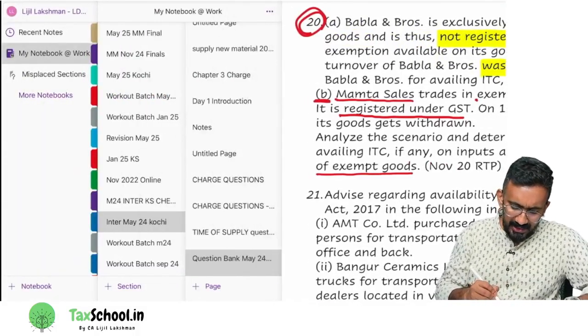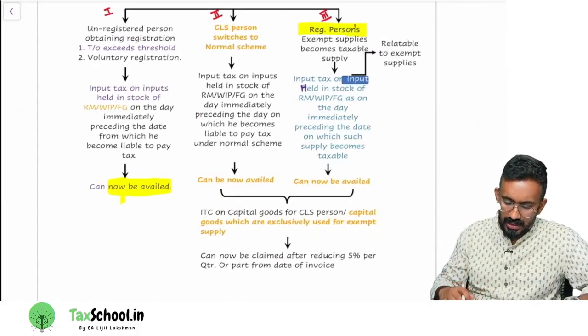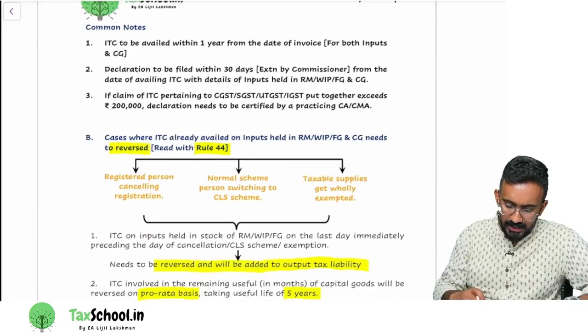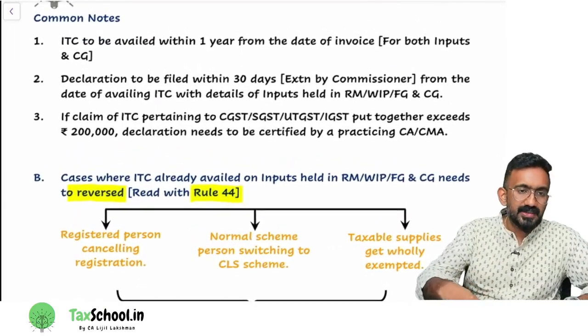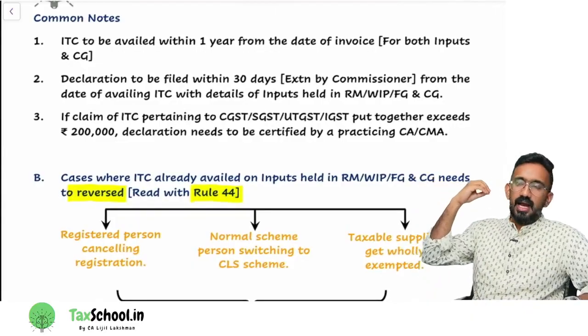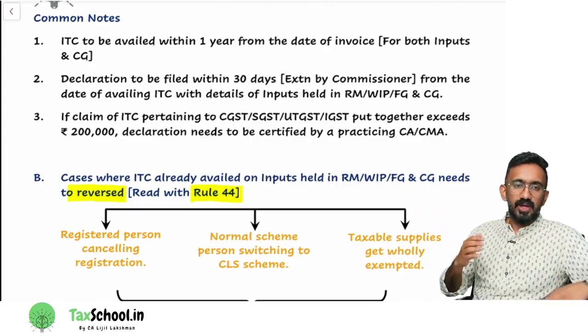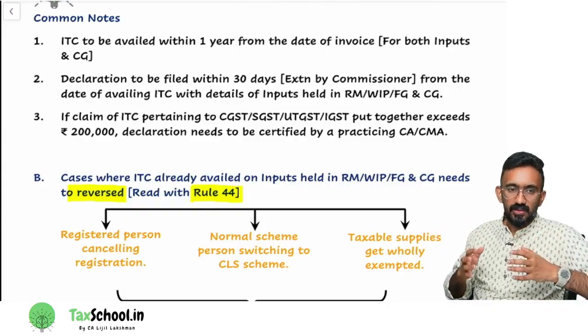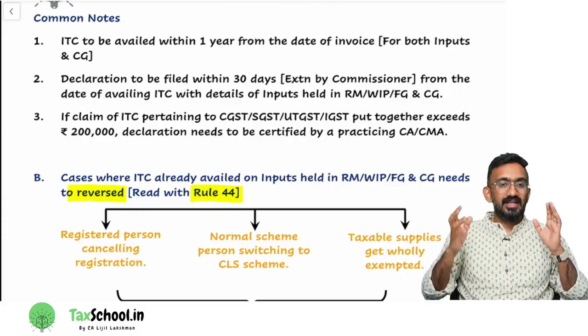What if people take a lot of fake credits because the government has no check on whether it's their stock or not? They put three control mechanisms into it. What are the three control mechanisms? Point number one, ITC to be availed within 1 year from the date of invoice, which means whatever stock or capital goods you are taking ITC on, you should have purchased in the last 1 year period.